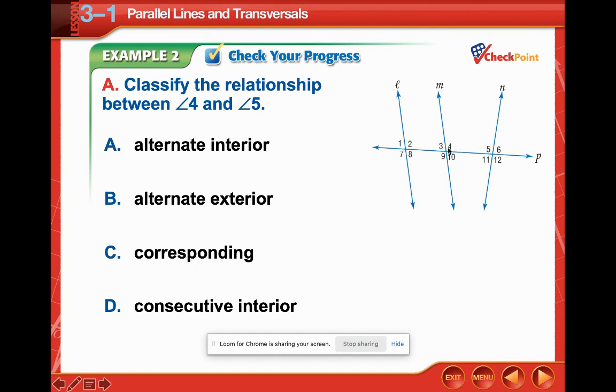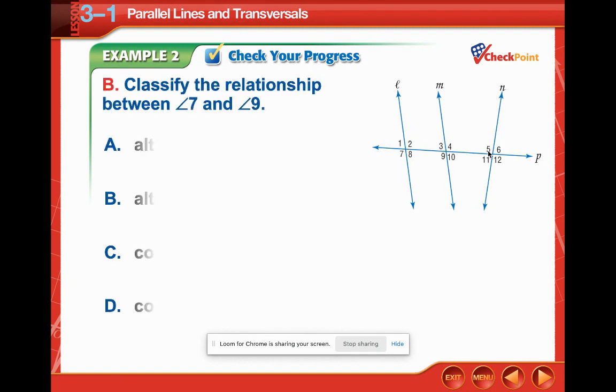We know they're not corresponding because they're adjacent. Whenever angles are next to each other, they're not corresponding. And they do appear to be consecutive interior because they're both interior angles and they're both on the same side of P. So it is going to be consecutive interior.